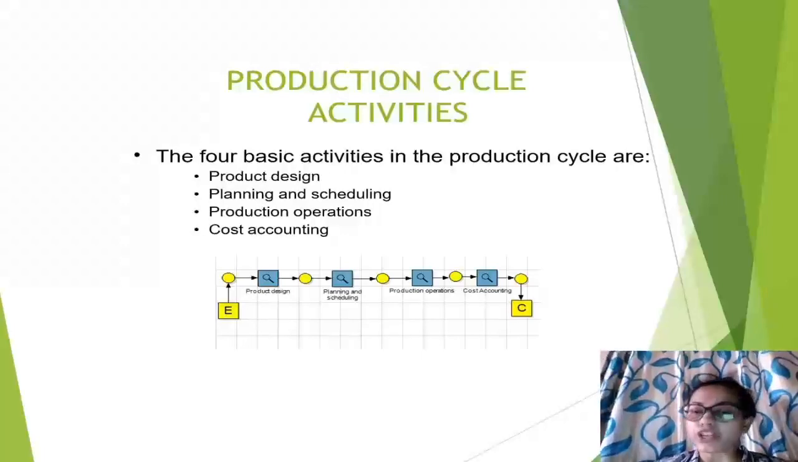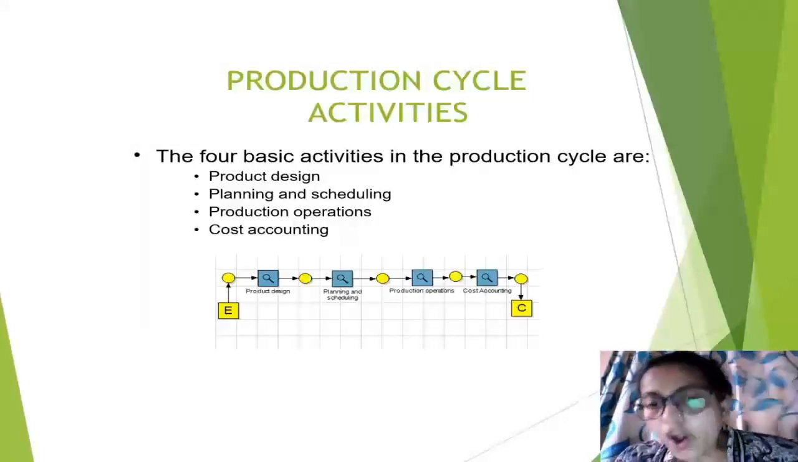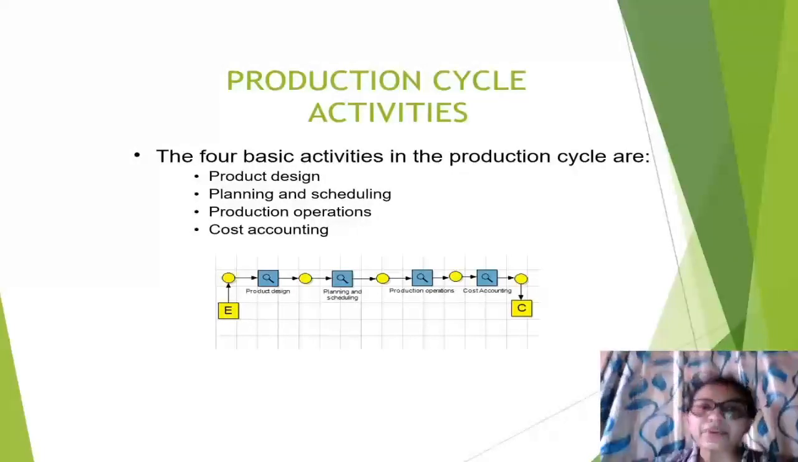That is production design, then product design, then planning and scheduling, then production operations, last is cost accounting. Already discussed in the previous slide about the production cycle, that the design to product designs means the raw materials, the overhead, the things required to make a product. The customer gives you the order to make a furniture.